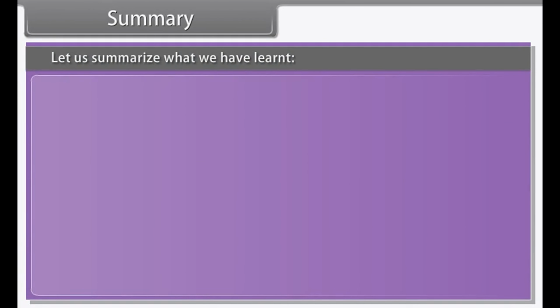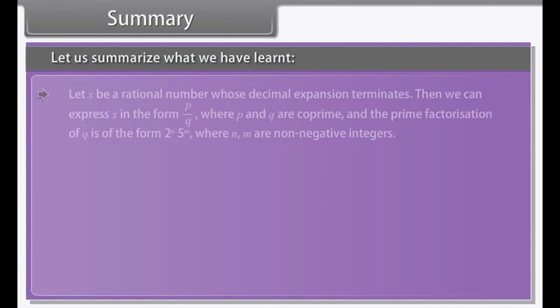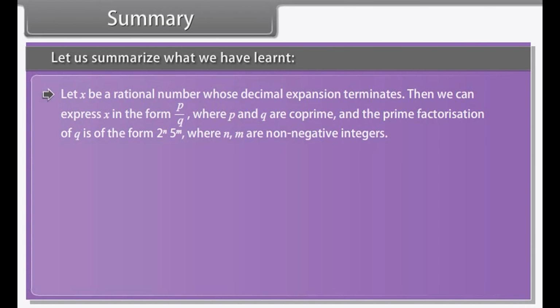Summary. Let us summarize what we have learned. Let x be a rational number whose decimal expansion terminates. Then we can express x in the form p upon q, where p and q are co-prime and the prime factorization of q is of the form 2 raised to the power n, 5 raised to the power m, where n, m are non-negative integers.